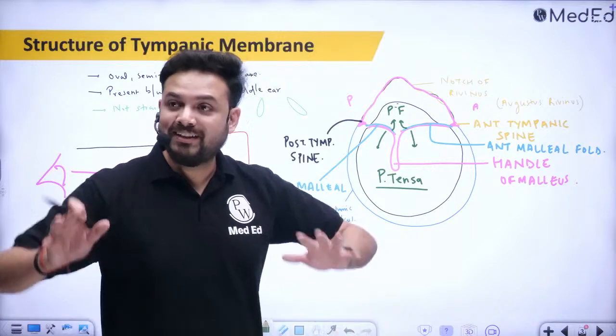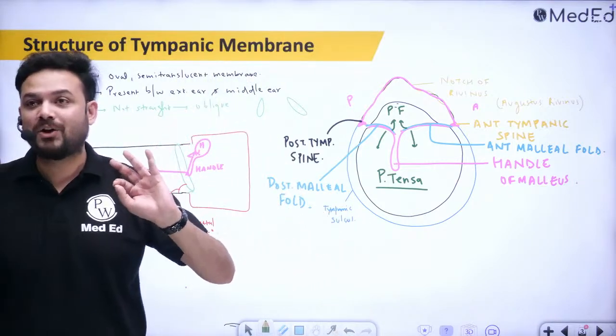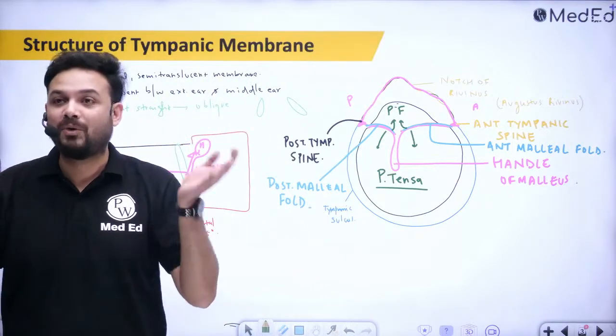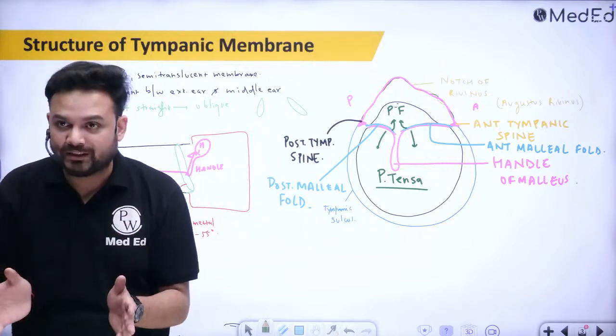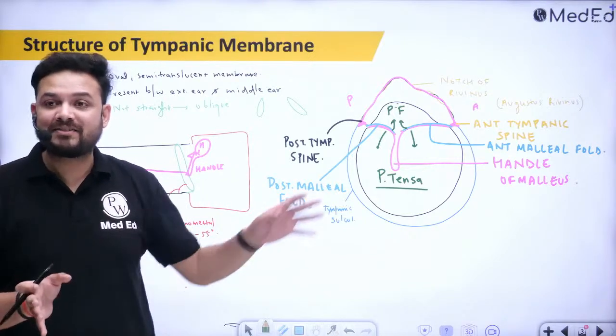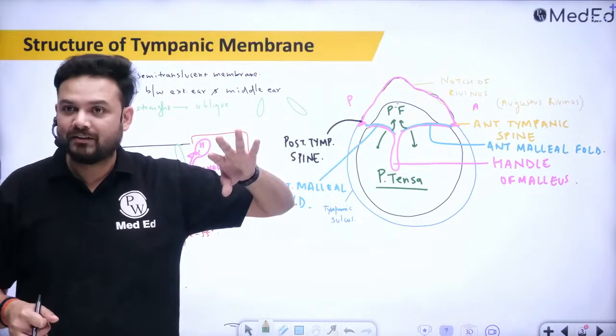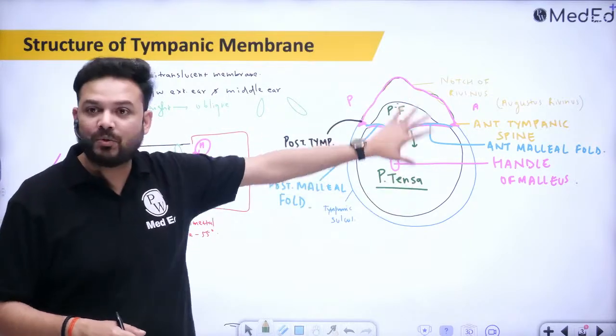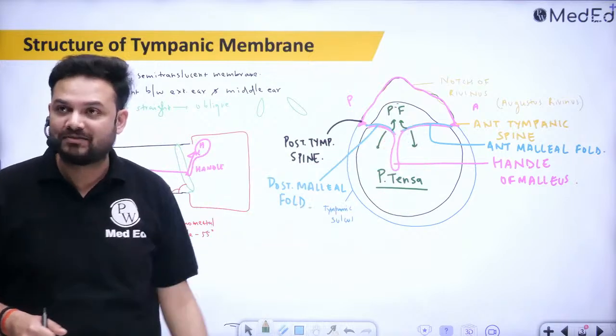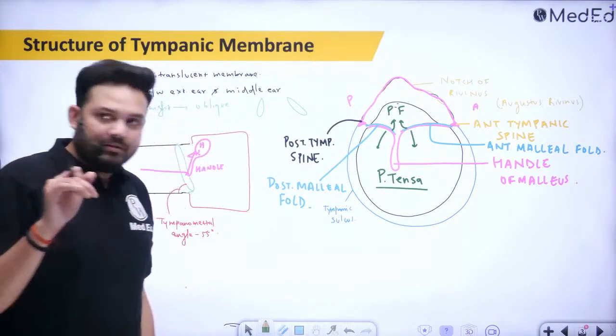Okay? So this is a very, very important logic behind what is the pars tensa or what is the pars flaccida और ये किसके अंदर होते हैं. Then we are going to see कि ये pars tensa किससे बने होते हैं and pars flaccida किससे बना होता है. We are going to see later on. Right? So now I hope you guys have understood what is the location of pars tensa and pars flaccida. चलो. So far so good.